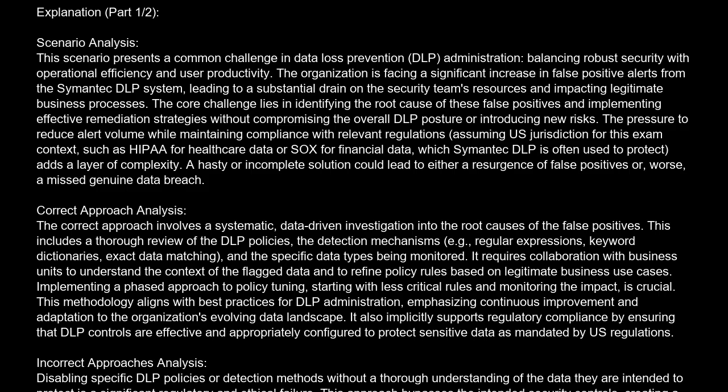It also implicitly supports regulatory compliance by ensuring that DLP controls are effective and appropriately configured to protect sensitive data as mandated by U.S. regulations.